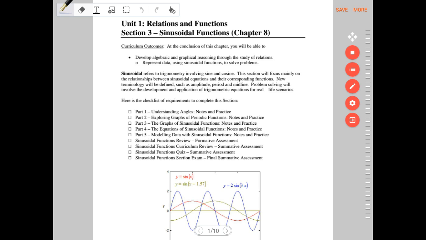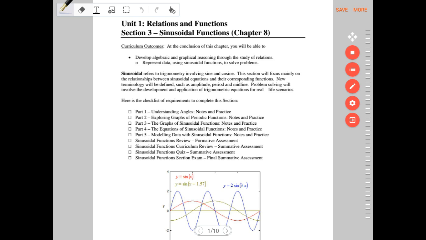Sinusoidal refers to trigonometry involving sine and cosine. This section will focus mainly on the relationship between sinusoidal equations and their corresponding graphs or functions. New terminology will be defined, such as amplitude, period, and midline. Problem solving will involve the development and application of trigonometric equations for real-life scenarios. Here's your checklist.